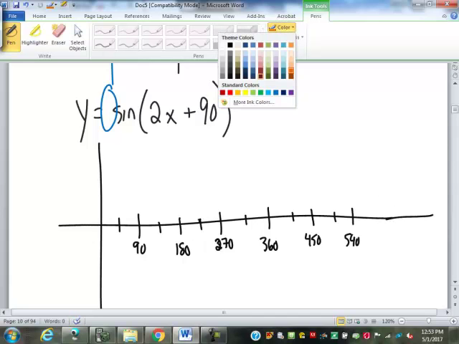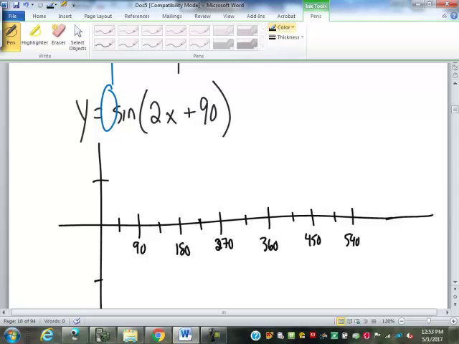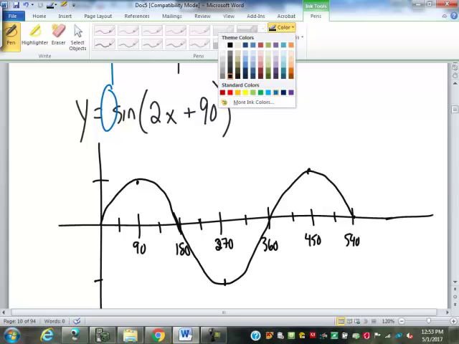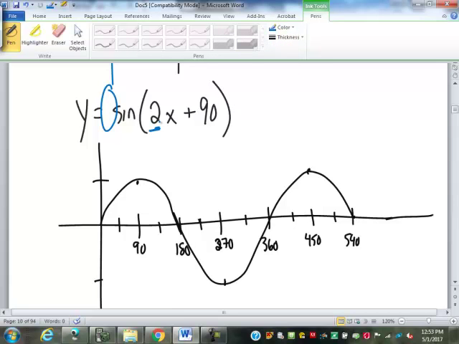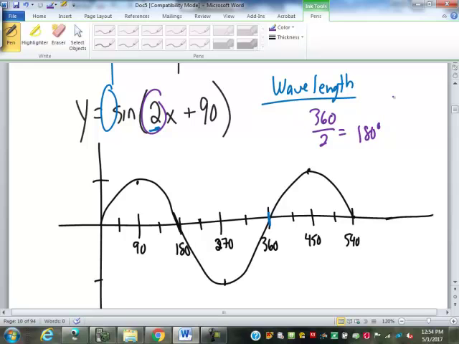Standard sine wave. It's going to go like this again. That's our standard sine wave. The 2 here means that in 360, instead of having 1 cycle in 360, we're going to have 2 cycles. Now we have to figure out the wavelength. The wavelength is 360 divided by that number. It's 180 degrees. So a single wave is going to occur in 180 degrees.